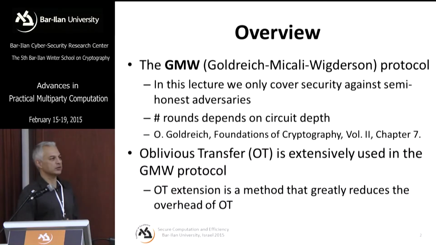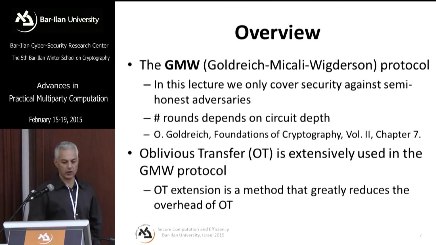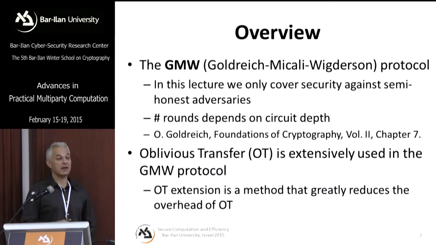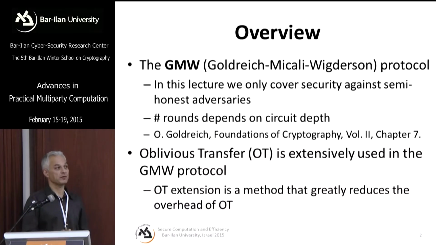The second issue we'll cover is OT extension, oblivious transfer extension. The reason is that oblivious transfer is used by the Yao protocol, and it used to be the main computational bottleneck of that protocol. And it's used even more in the GMW protocol. If you recall, in the Yao protocol, we used oblivious transfer for every input wire of the second party. In the GMW protocol, we're going to use oblivious transfer for every gate.